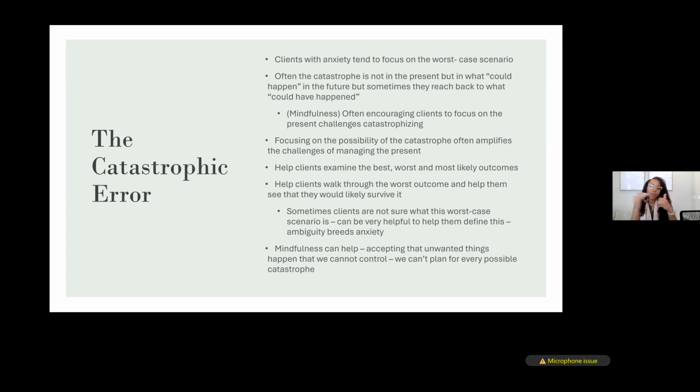Sometimes it's also helpful to help a client walk through the worst case scenario. And often the worst case scenario isn't actually death. Sometimes it is, but often it is not.